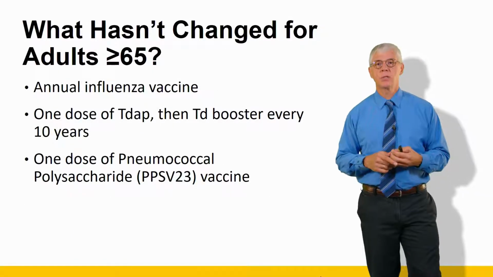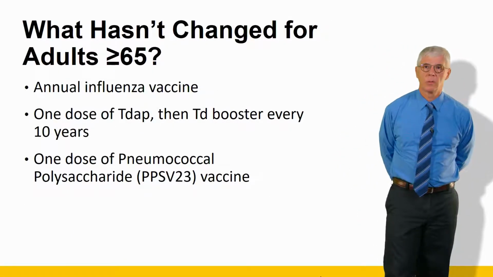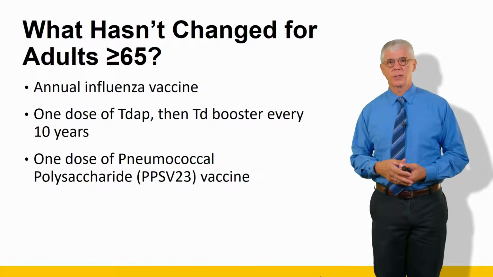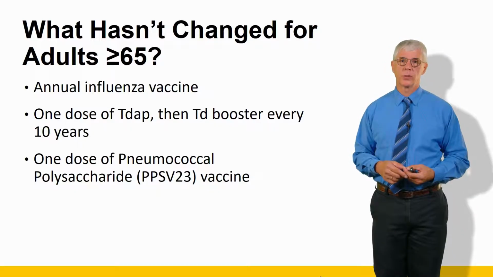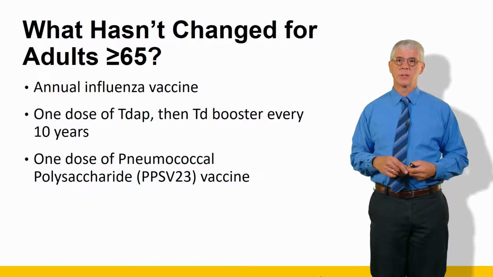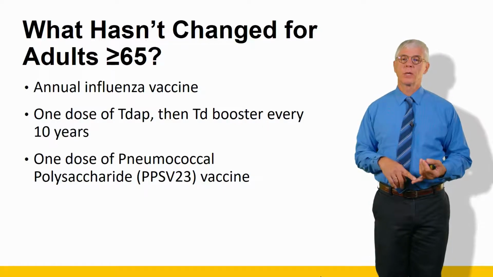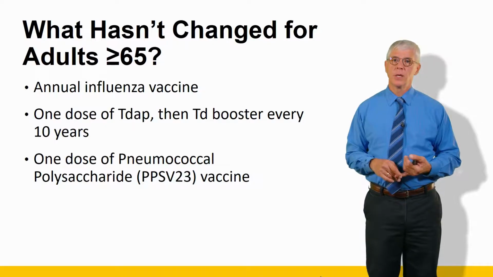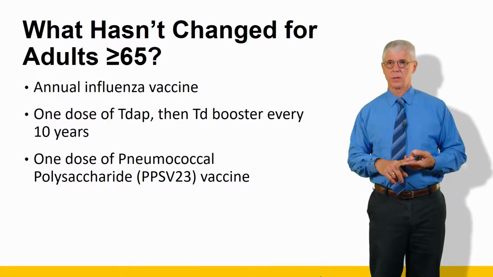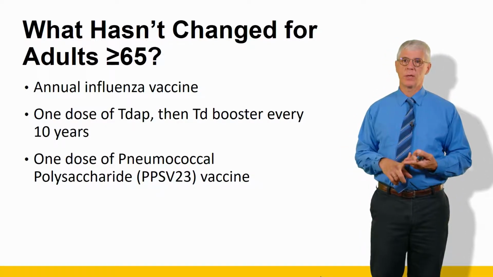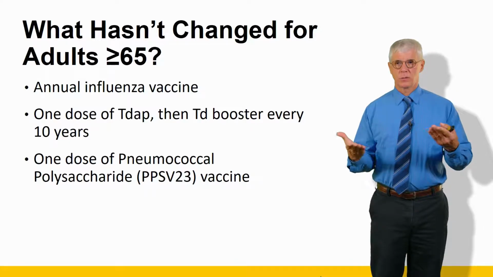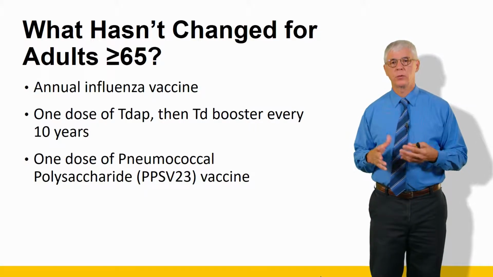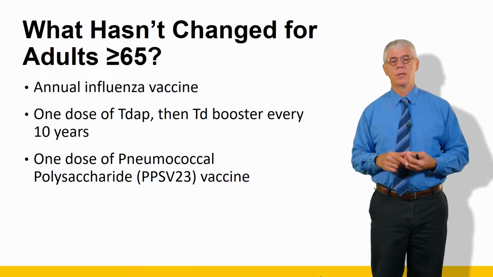So what hasn't changed in the area of immunizations for older adults? We still recommend everybody get an annual flu vaccine. That has not changed, and we're going to be ramping up for flu vaccine season here. We still recommend a dose of Tdap, which is a tetanus vaccine, 1 dose of that, as well as a TD booster every 10 years. And then as the previous slide mentioned, we still recommend 1 dose of the PPSV, the polysaccharide or pneumovax vaccine, in everybody 65 and older.